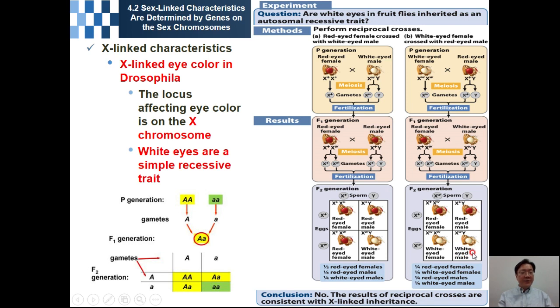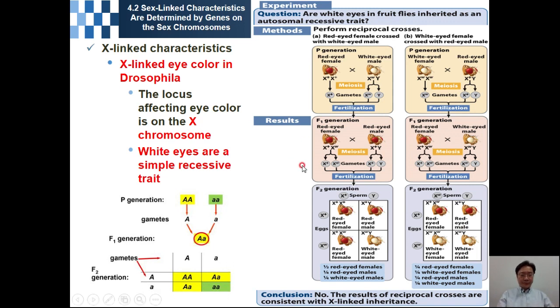So the final ratio was: 1 out of 4 will show a red-eyed female, and 1 out of 4 will show a white-eyed female, and also 1 out of 4 is a red-eyed male, and 1 out of 4 is a white-eyed male. The question was: are the white eyes in fruit flies inherited as an autosomal recessive trait?